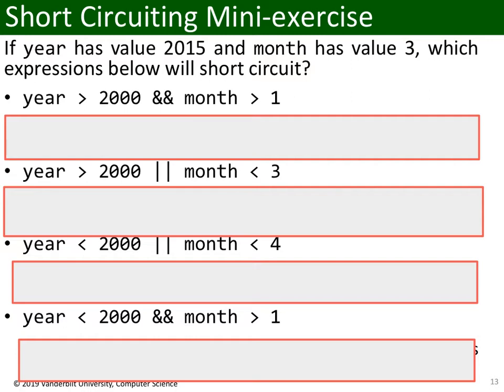Okay, in the first expression, the year value is 2015 and the month is 3. So 2015 is greater than 2000. That will evaluate to true. So logical AND does not short circuit in the presence of a true value. It only short circuits in the presence of any operand that evaluates to false. So therefore, this will not short circuit.